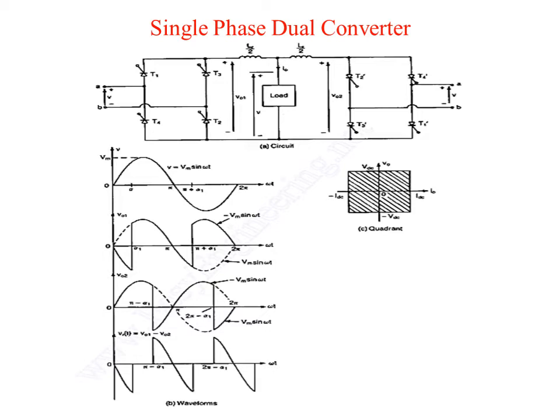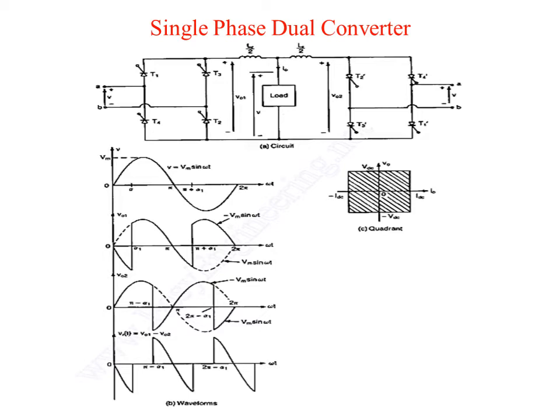Figure B shows output waveforms for the two converters where the two output voltages are the same. Figure C shows the VI characteristics of the dual converter.